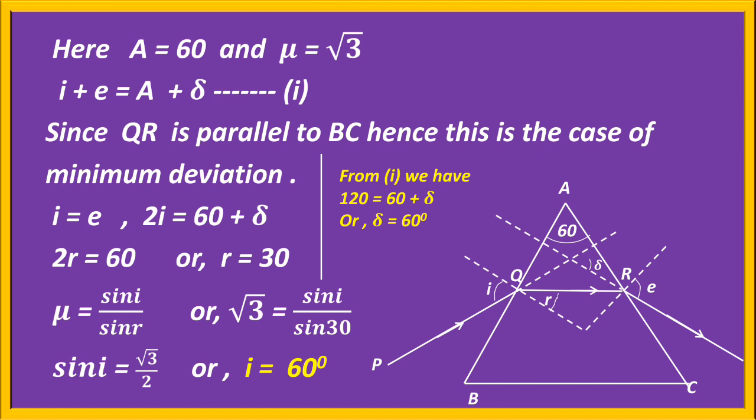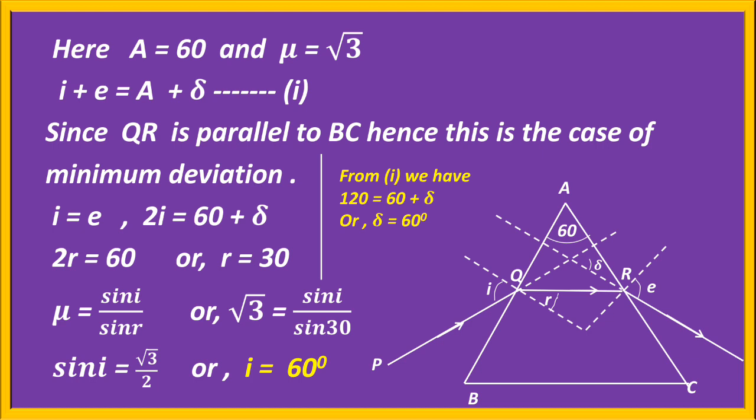Now mu equal to sin I by sin R. So mu is root 3. So root 3 equal to sin I by sin R, that is 30, already calculated here. So sin I equal to root 3 by 2, or I equal to 60, because root 3 by 2 is replaced by sin 60. So sin I equal to sin 60. So I equal to 60.